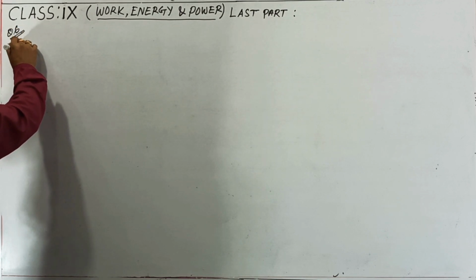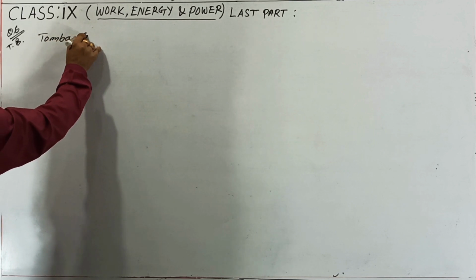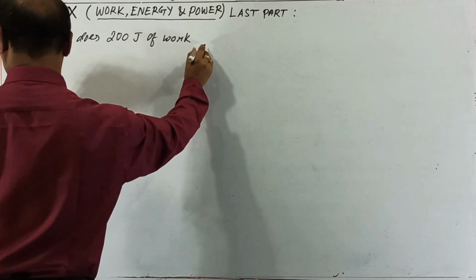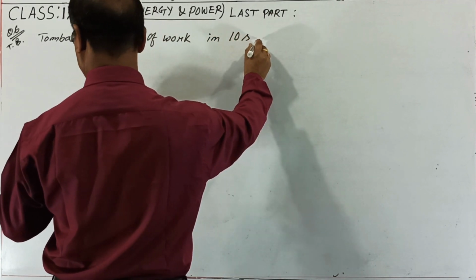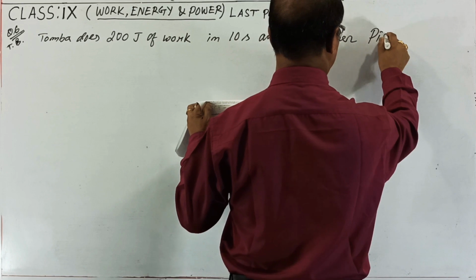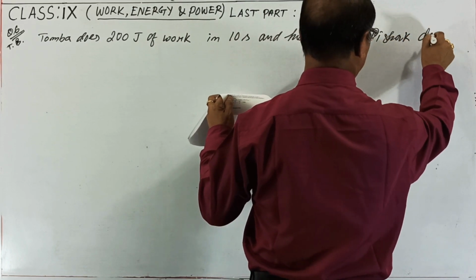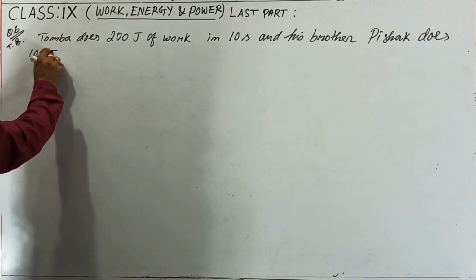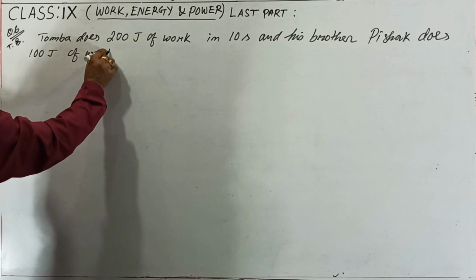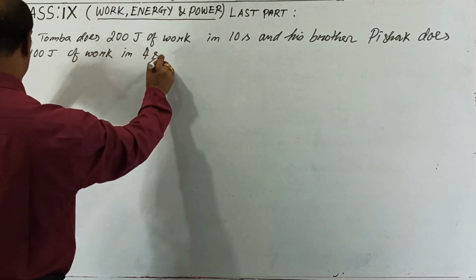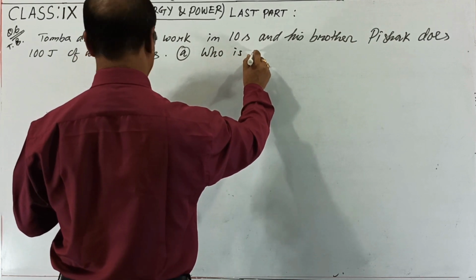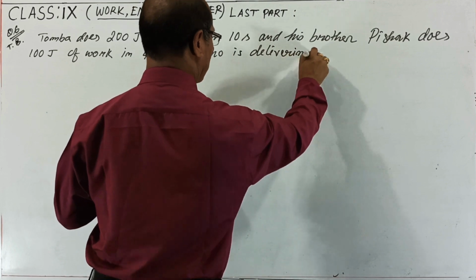Question number 6 from the textbook. Tomba does 200 joules of work in 10 seconds, and his brother Pisak does 100 joules of work in 4 seconds. Who is delivering more power?